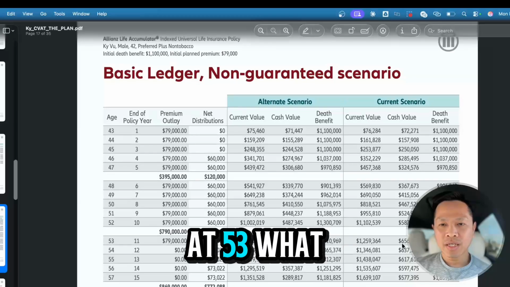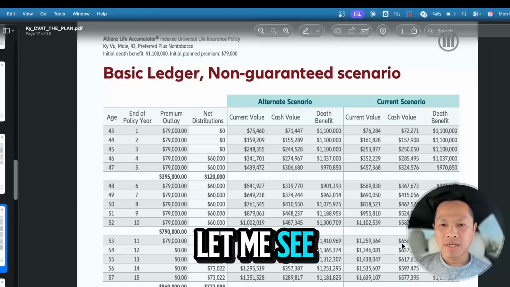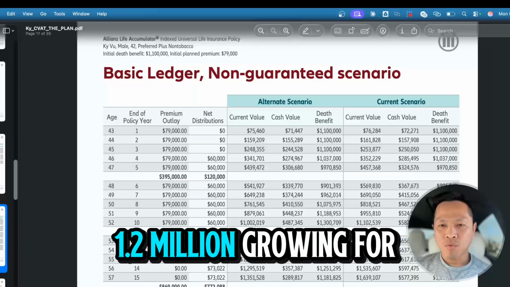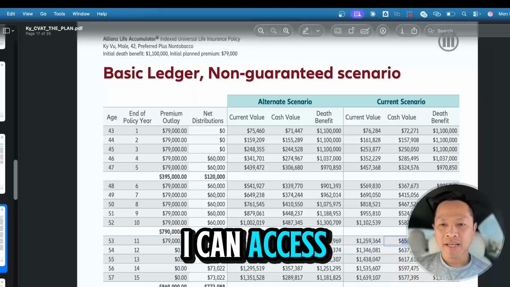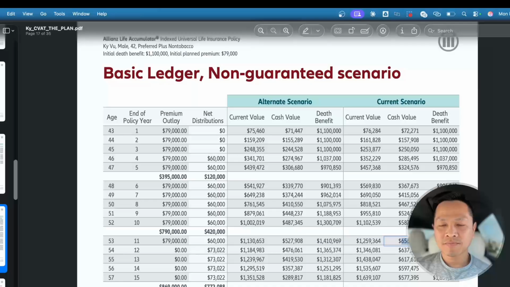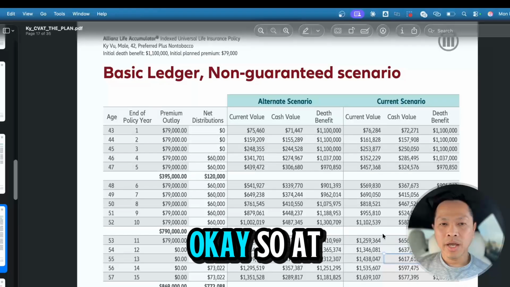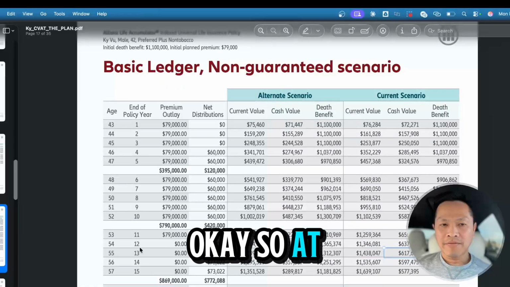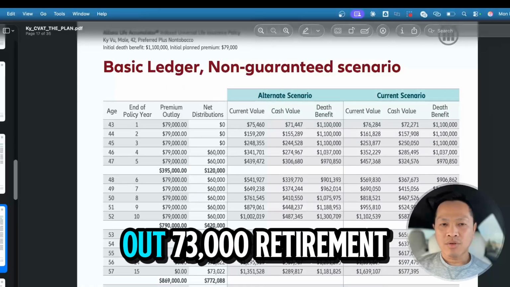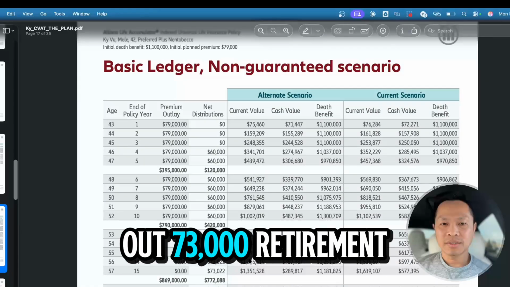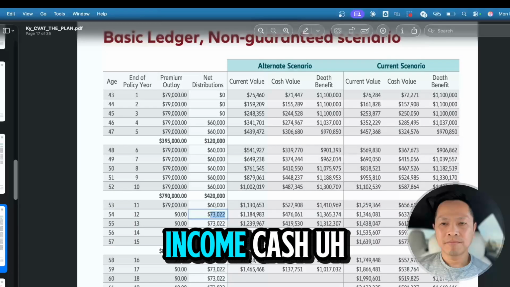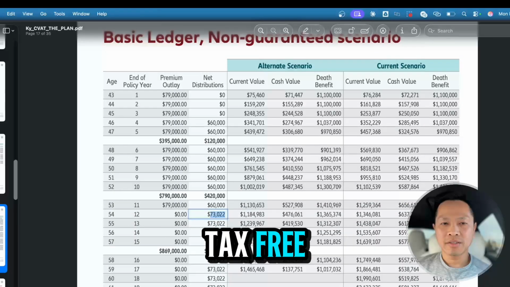At 53, what I have, let me see. I have 1.2 million growing for me. I can access 656,000, and my death benefit is 1.6 million. Okay, so at 54, I will take out 73,000 retirement income, cash, tax-free.